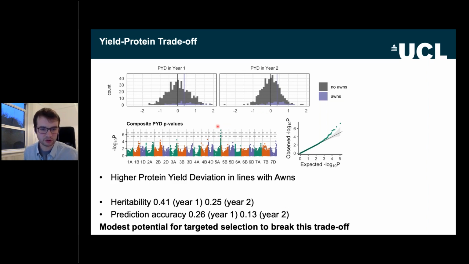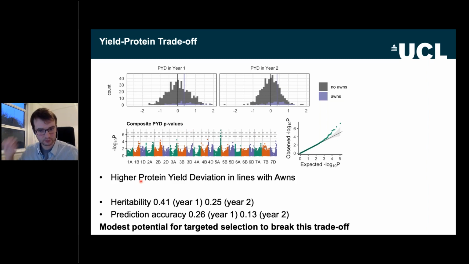So the orns locus, which is a Mendelian trait, is here on chromosome 5A, and it reaches genome-wide significance if we combine both years to make our association.